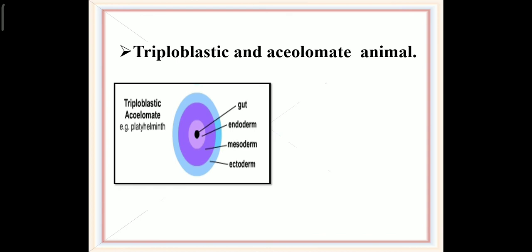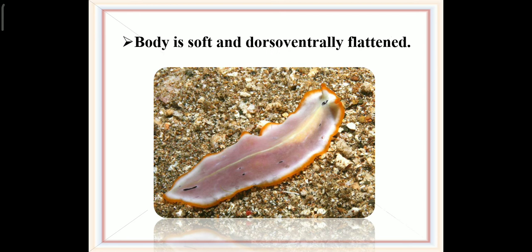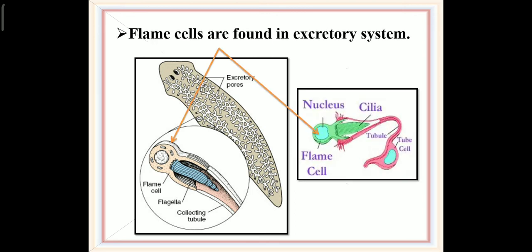Look at the figure here. During the embryonic stages, the ectoderm, mesoderm, and endoderm layers are found. And the body is soft and dorsoventrally flattened. The flame cells are found in the excretory system. Look at the figure here. These are the flame cells.